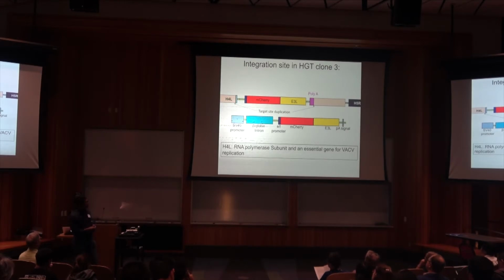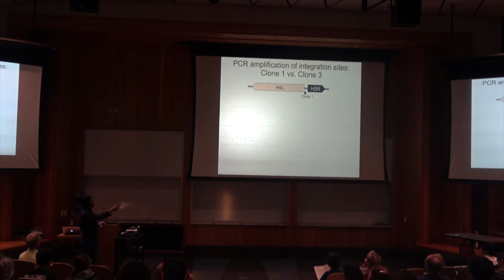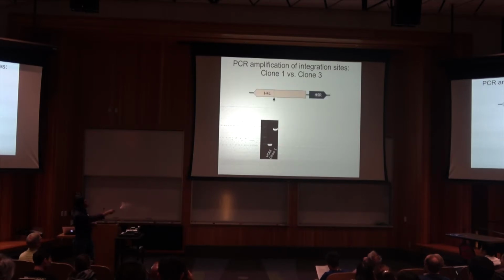an essential gene. So to address this question, I compared my clone 3 and clone 1, and you already know that in clone 1 it is in the intergenic space. It didn't integrate in any gene. So I PCR amplified this integration site, and as expected, you can see the larger band indicates that mCherry E3L integration, and the smaller band in the control is the intact site here.